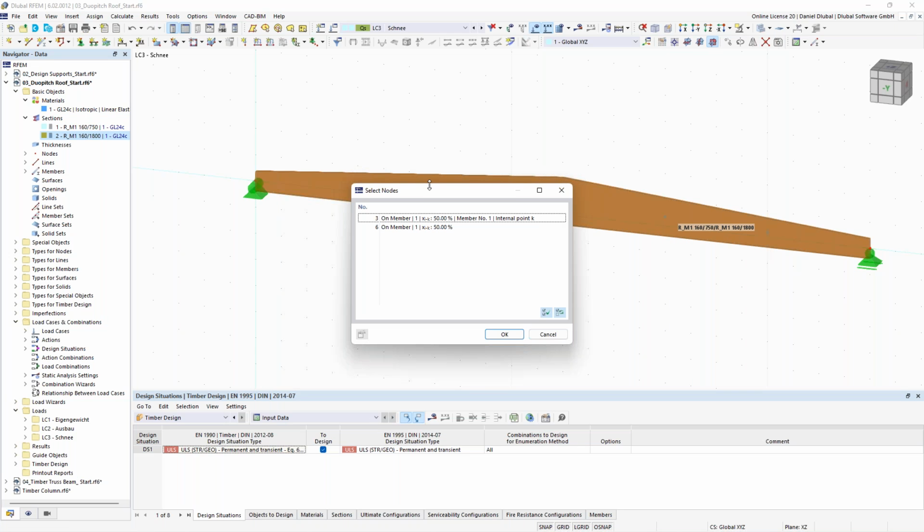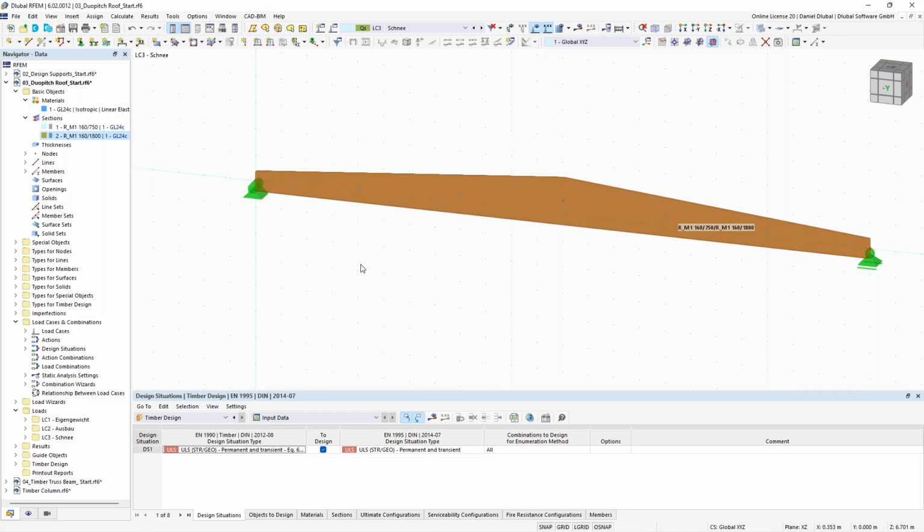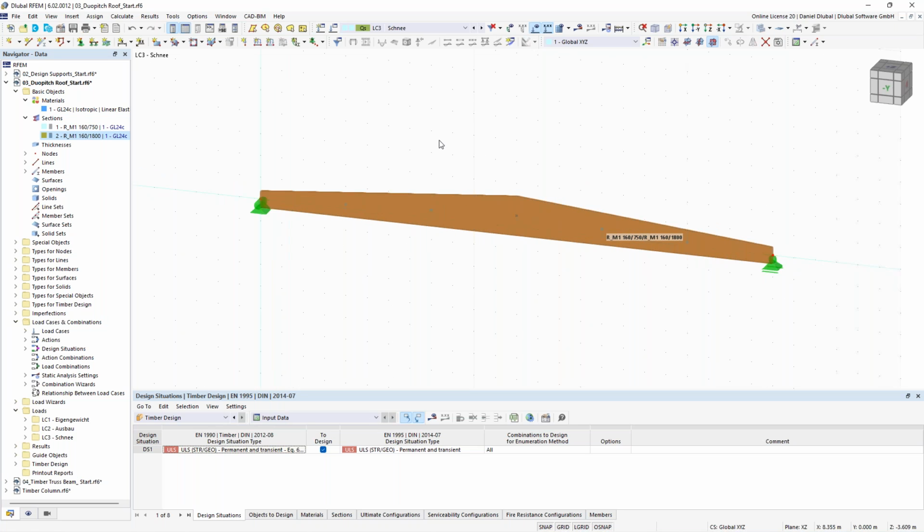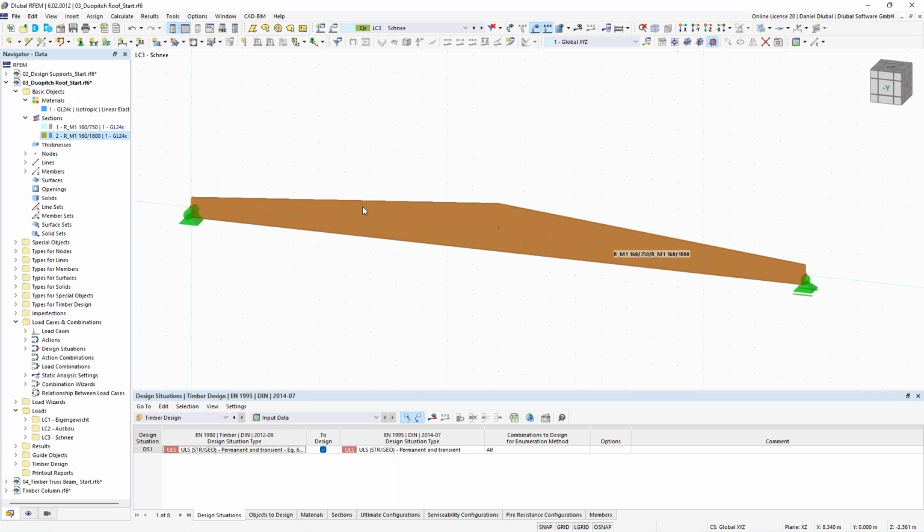And as you can see here, we have here also one node more. So I can delete this one. I say OK. And I can also delete this. OK. The next part is the assigning of some lateral support for the design.